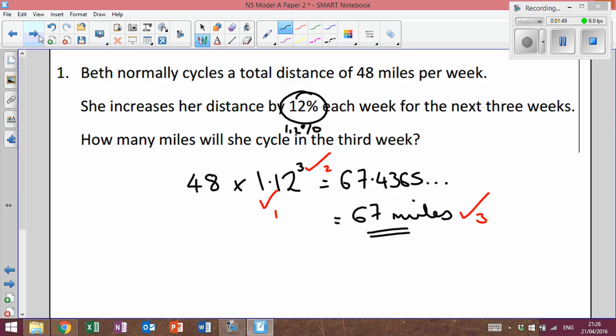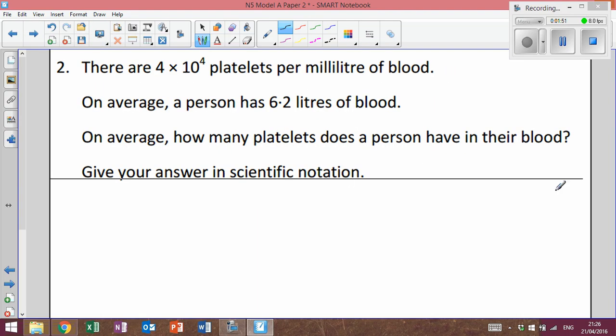Okay, next question. There are 4 times 10 to the power 4 platelets per millilitre of blood. An average person has 6.2 litres of blood. On average, how many platelets does the person have in their blood? Give your answer in scientific notation. This is one of our basic scientific notation questions. The one place we will need to be careful is that it's asking in litres and it's giving us millilitres. So we're going to do 4 times 10 to the power 4.